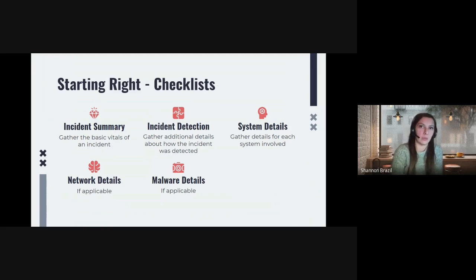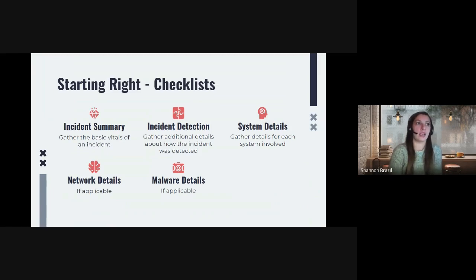One of the checklists that I personally use is the incident detection. So this is to gather details about how the incident was detected. Was it an IT person logging in remotely who all of a sudden can't? Was it a user that suddenly can't access their share files? Was it an antivirus pop-up with an attempt of lateral movement, depending on what type of security solution they might have, etc. It kind of gives you a good idea of which way to go.